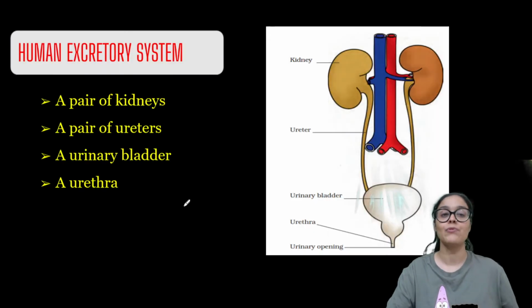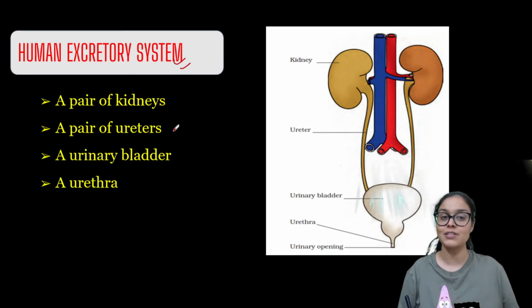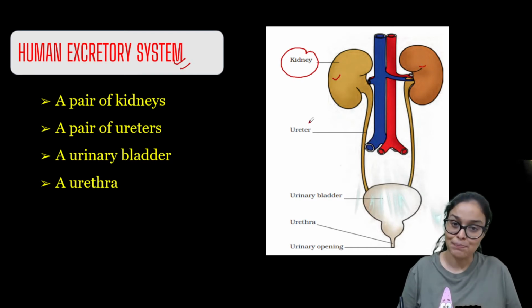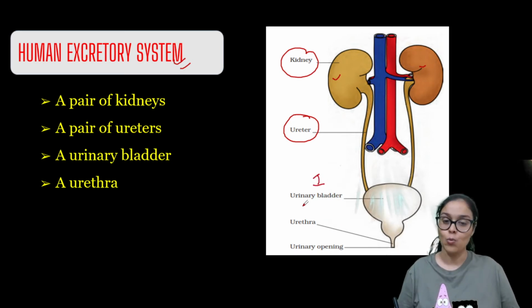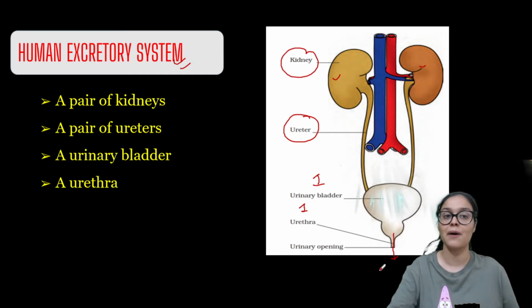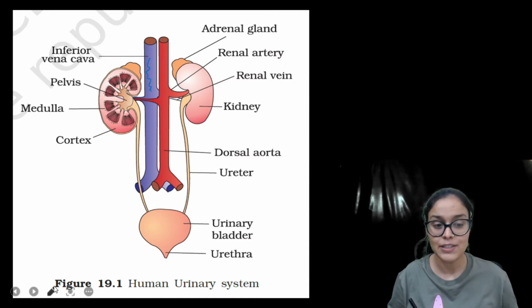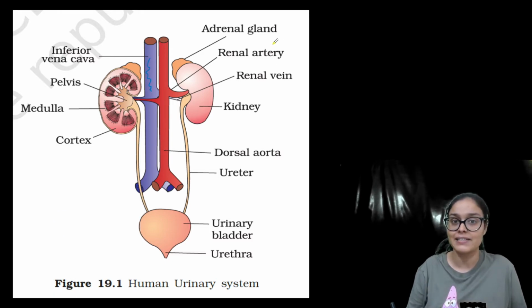So children, now we will be seeing our human excretory system. You have to remember that when we talk about the human excretory system, we have a pair of kidneys, a pair of ureters, one urinary bladder, and one urethra, and obviously it will take urine out. This is the excretory system of the human that we will be doing in a very detailed way. So yes, I will be telling you all the things, but before that, just see this diagram very nicely.